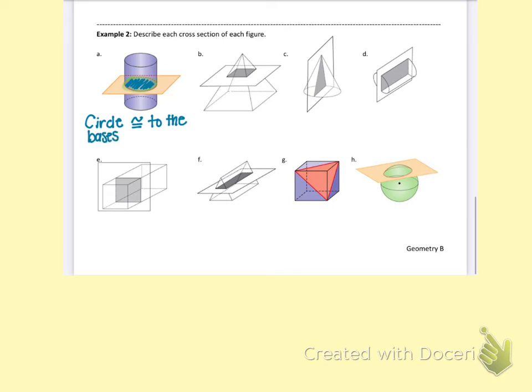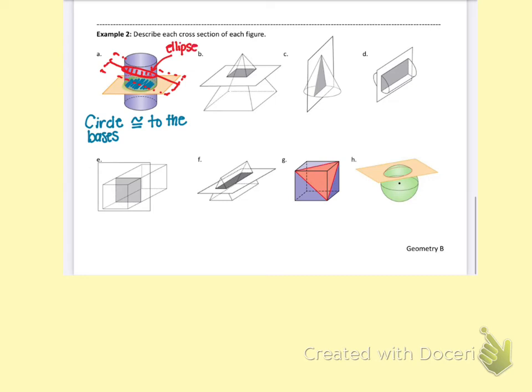Okay. So now if instead it had gone through at an angle. Say this plane started up here, and then it was coming through and came out down here instead. Then it would create a shape like this. If it was coming through at an angle there, then that shape is called an ellipse. So that would be an ellipse, or you might think of it as an oval.